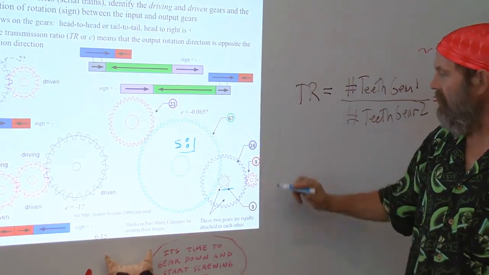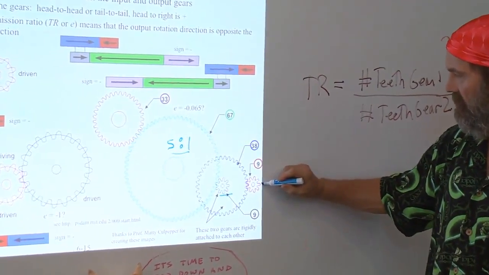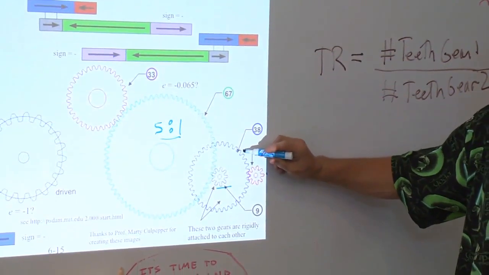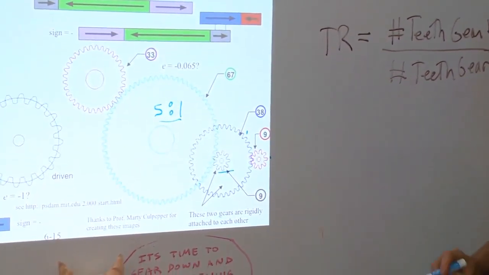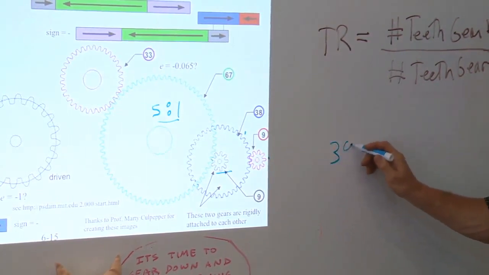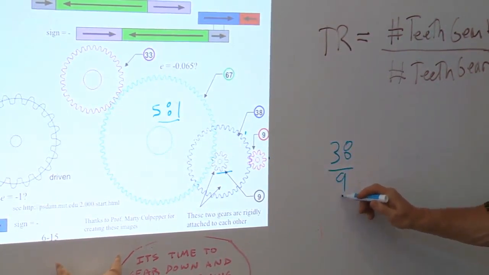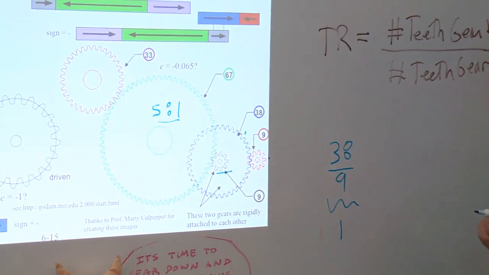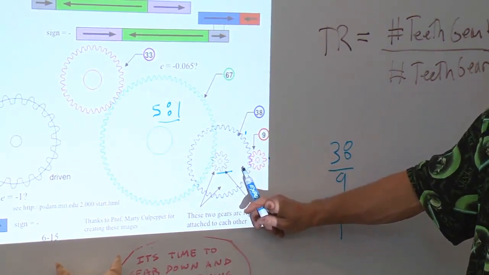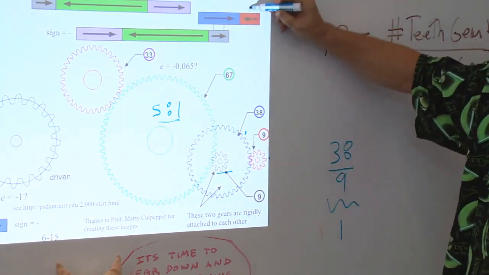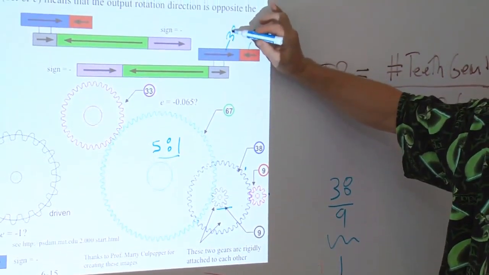So for example, let's look at this gear train here and see what it does between the input and the output. If I have 9 teeth on this little red gear and 38 teeth on this blue gear, what's the transmission ratio between these two? It's 38 over 9 for stage 1. This black gear is attached to the blue gear. It's concentric with it. So this is 9, this is 38.